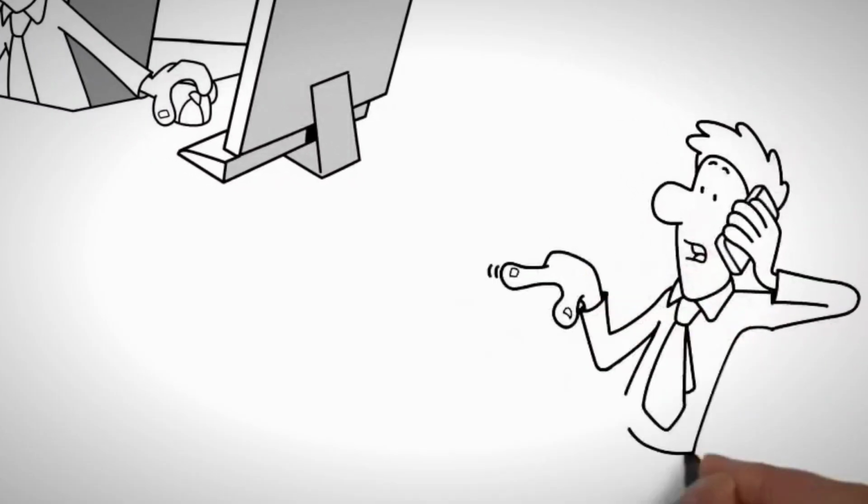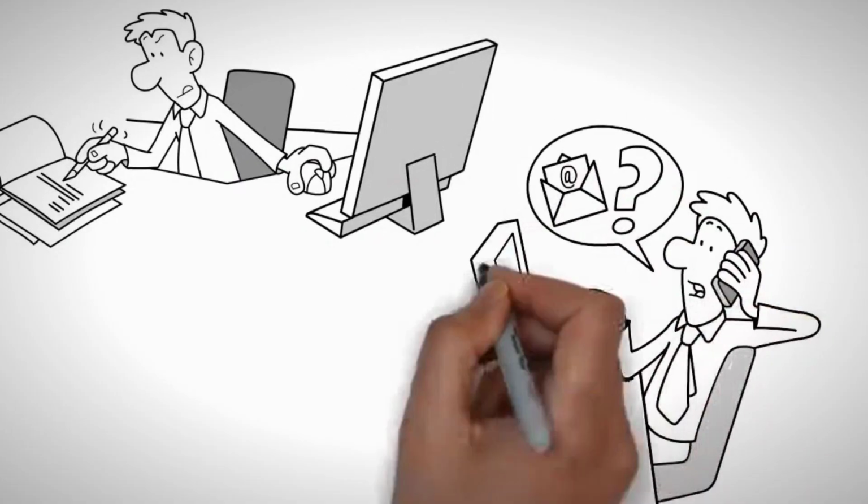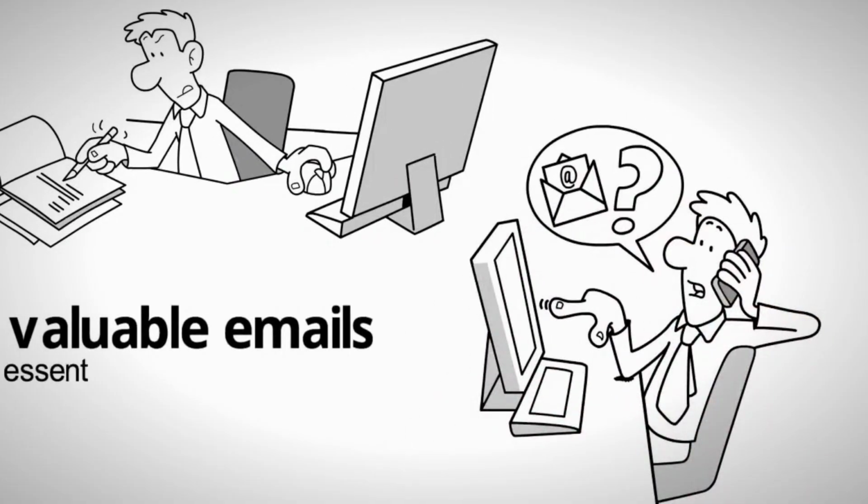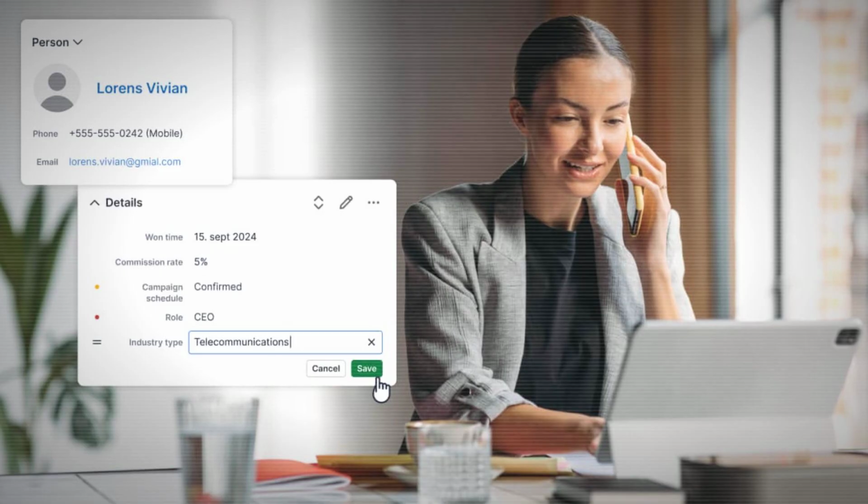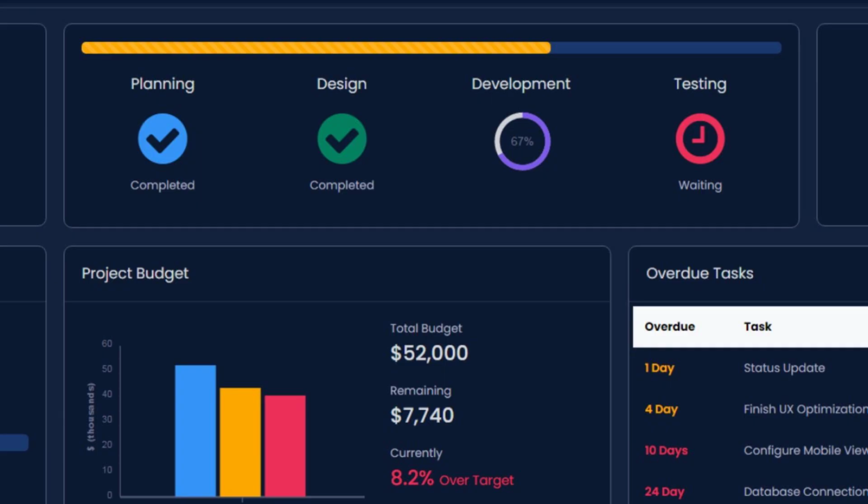Before that lead becomes usable, someone has to read the message, identify the important details, update the CRM, and decide the next step. That work feels small, so it gets delayed, rushed, or done inconsistently. And that is how follow-up slows down. Records stay incomplete, and good leads sit in the inbox longer than they should.